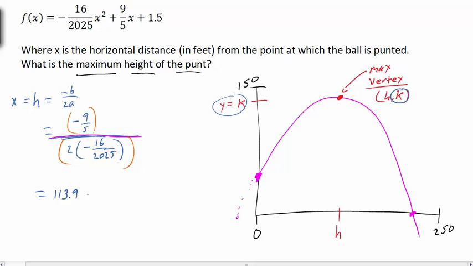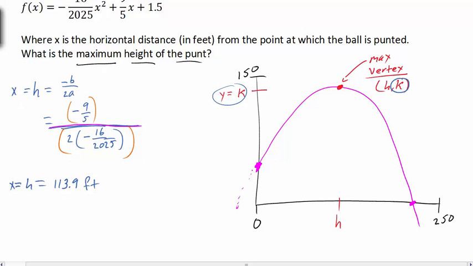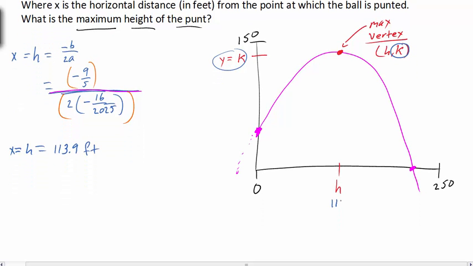113.9. And keep in mind that's the h value, which is along our x-axis, and this would be in terms of feet. So we're looking at 113.9 feet. Now, is that the height of the ball? No, the 113.9 feet is how far the ball has traveled horizontally. So if the punter is here at 0, the ball has traveled 113.9 feet.